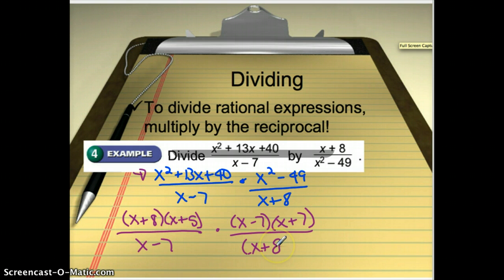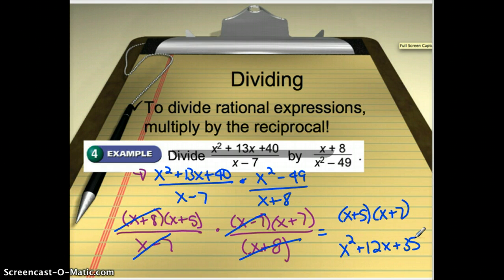Okay, and now it's a multiplication problem. I can cross out my common factors. So I've got x plus 8 and x plus 8 on the top and the bottom. Those will cancel out. I've got an x minus 7 and an x minus 7, which will cancel out. So it looks like I'm just left with x plus 5 times x plus 7. If I say factored form, that's fine. Otherwise, you'd write it as x squared plus 12x plus 35.